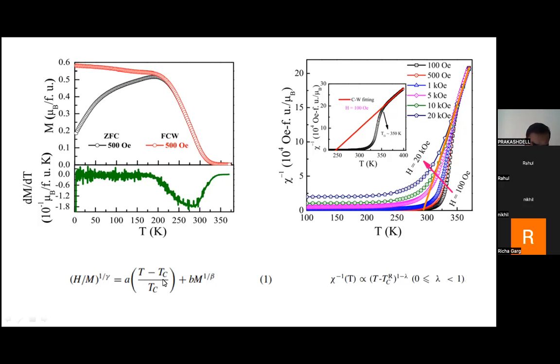And this TC is the Curie temperature, which is nothing but this temperature. Now, M is magnetization, we all know. This A and B are constants, and this beta and gamma are critical exponents. So this is what we can study.